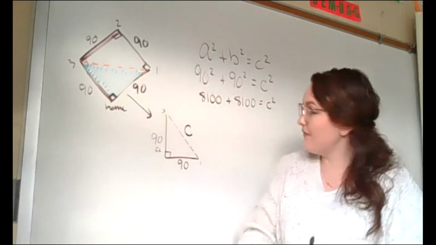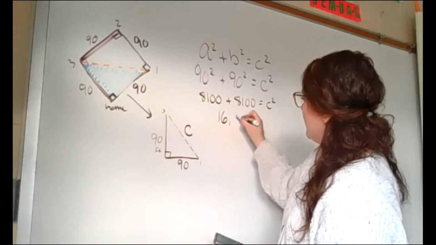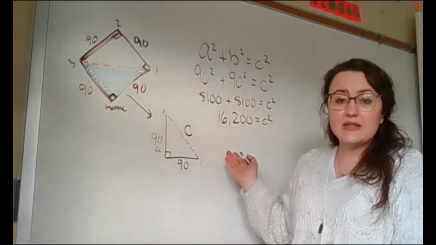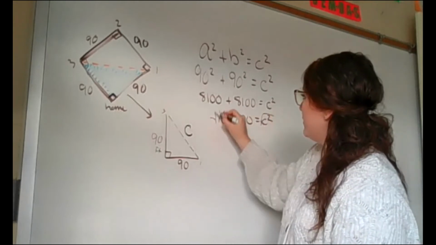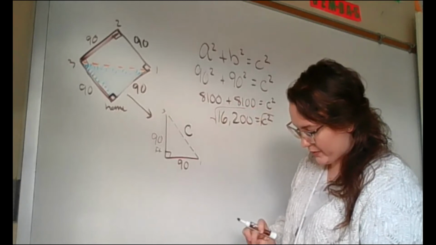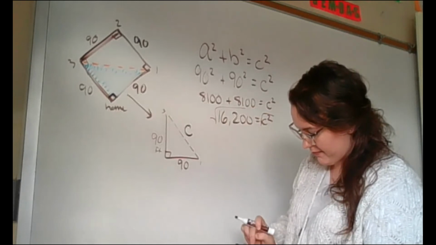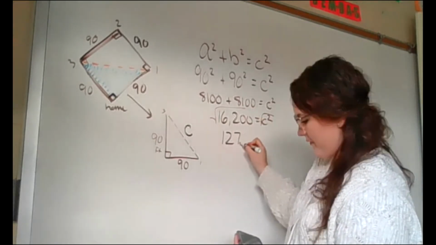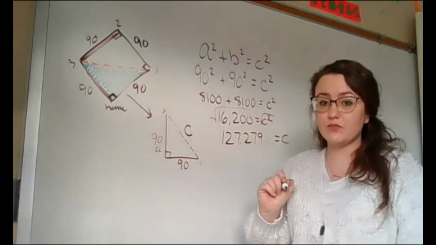So if I add these together, I get 16,200 equals C squared. But they didn't ask me what C squared was. I need to solve for C. So my last step is going to be to take the square root on both sides. So I'm going to take the square root of 16,200. And I get 127.279... equals C.